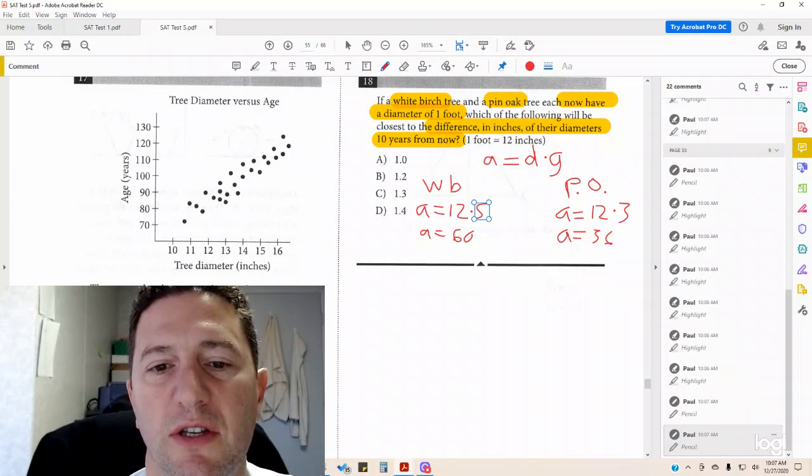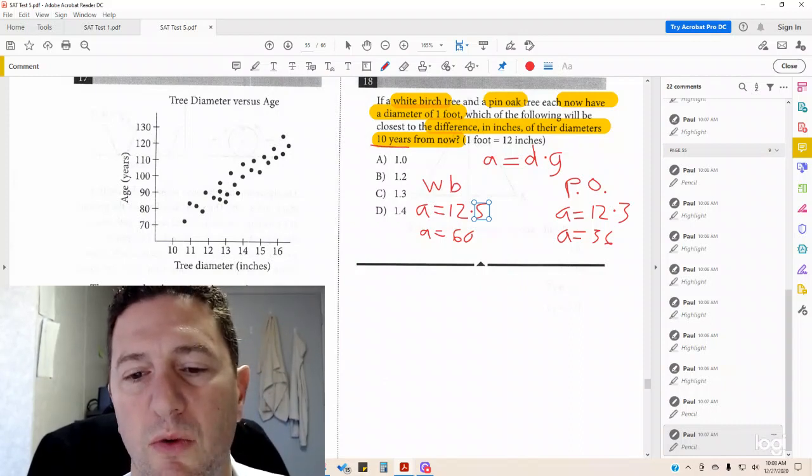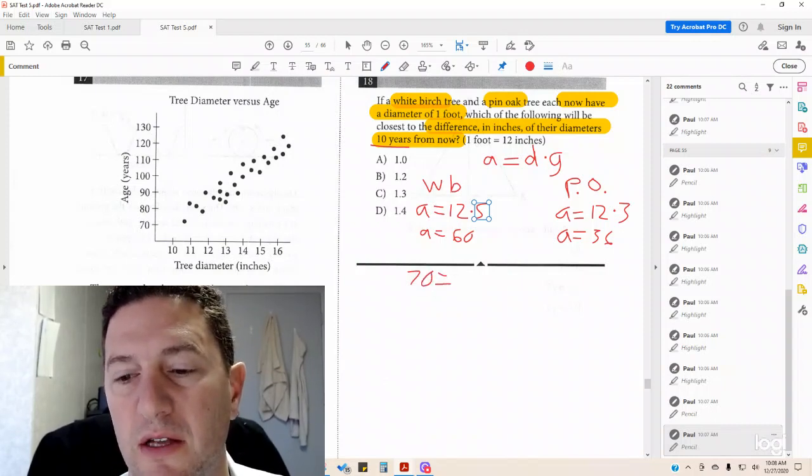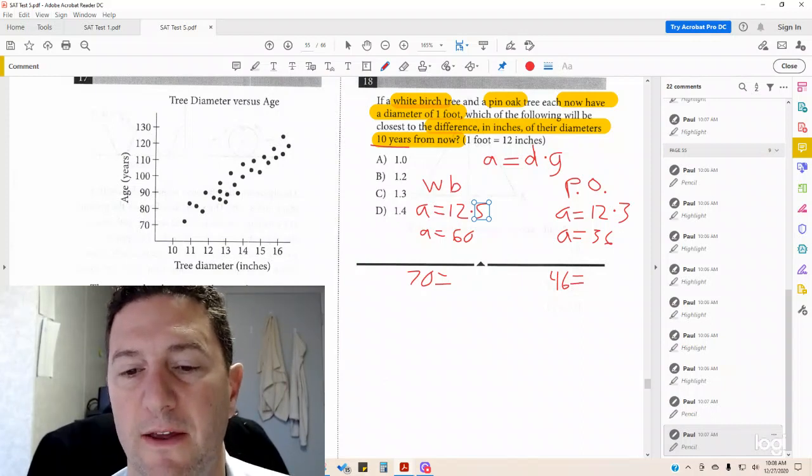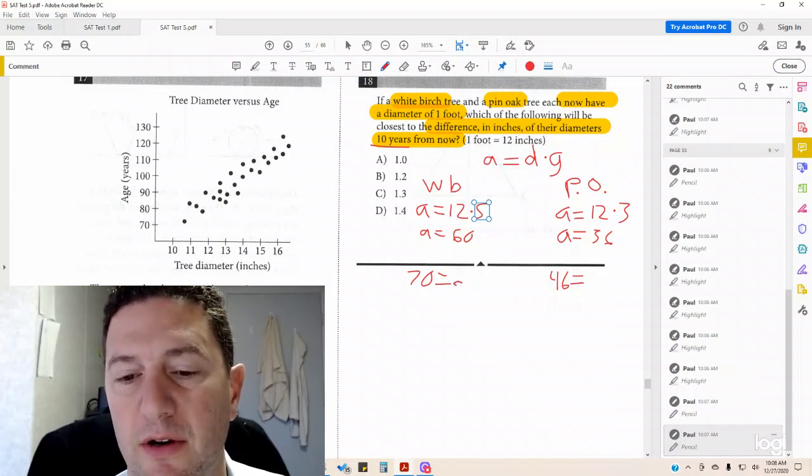So the question's asking about 10 years from now. Well, 10 years from now, the white birch is going to be 70 years old. So A equals D times G. In place of A, I put 70 equals 10 years from now, the pin oak is going to be 46 years old. So 46 equals, and we're solving for the diameter, so I'm going to put the D for both of them, and the growth factor is not going to change. D times 5, and this one's D times 3.